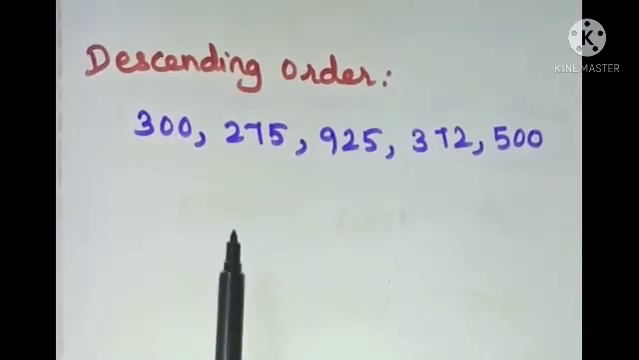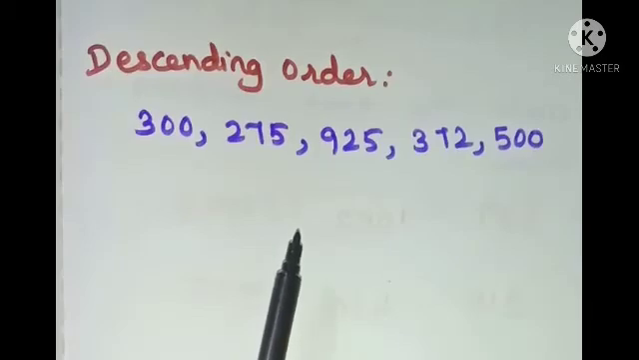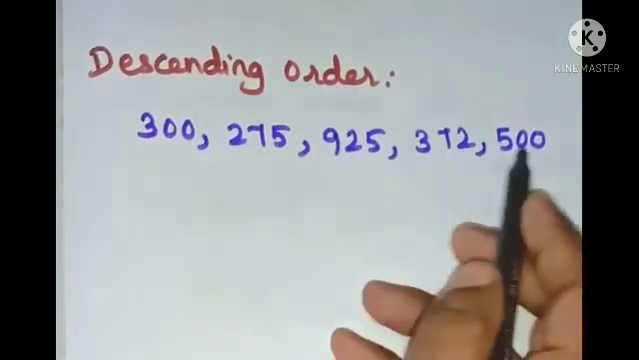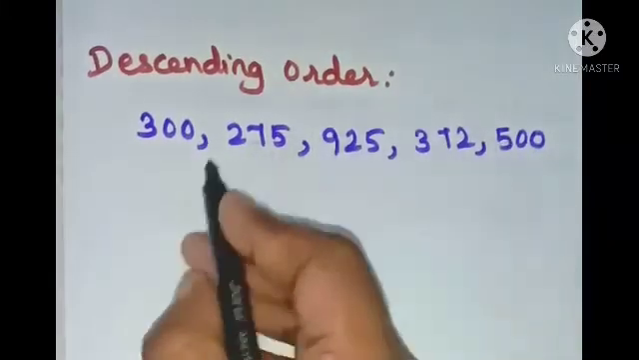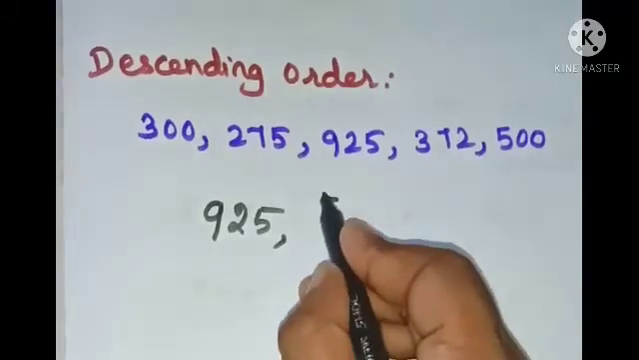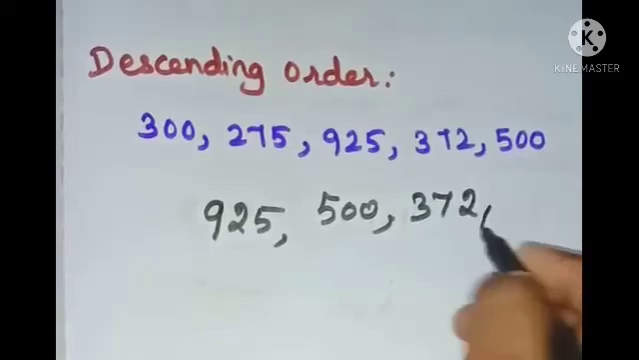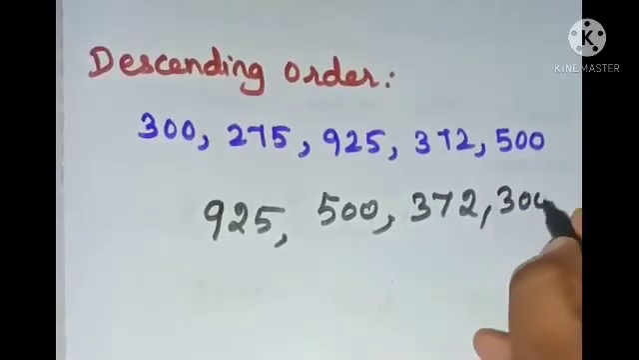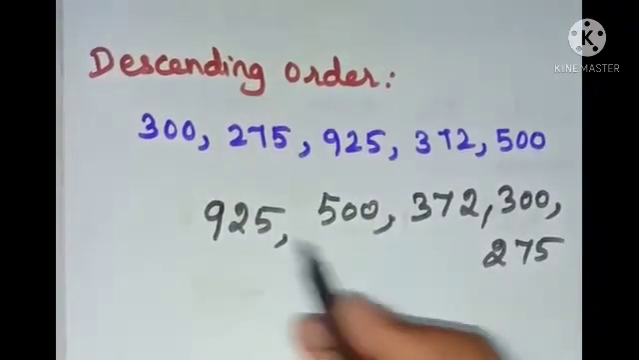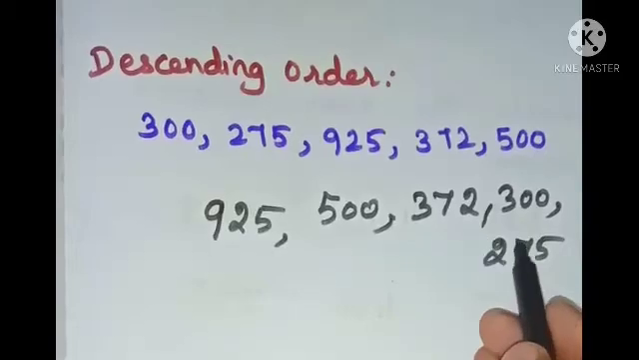Descending order. So, we know that the arrangement of numbers from biggest to smallest is known as descending order. So, the highest number among the given numbers is 925 and then 500. Next number 372, 300, finally 275. So, this arrangement from biggest to smallest is known as descending order.